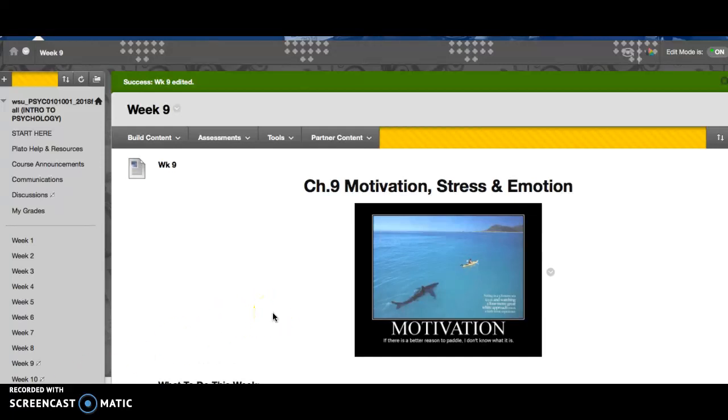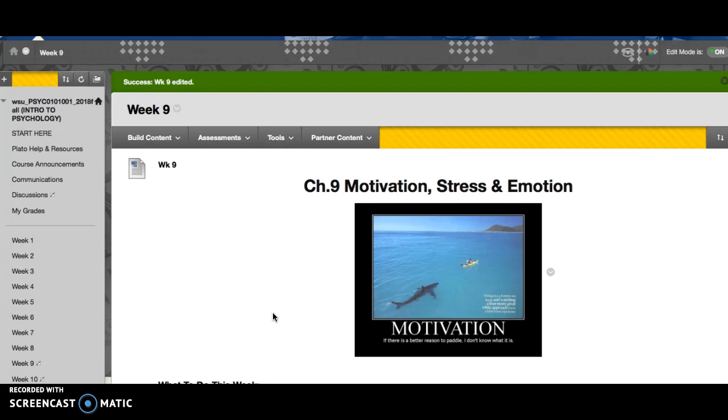Welcome to week 9. We will be covering chapter 9 this week, and this chapter deals with motivation, stress, and emotion. So the closest area of psychology that this maps onto would pretty much be health psychology, although motivation and emotion can be a course in and of itself. A lot of the elements found in this chapter are what you would find if you were to take a health psychology class.